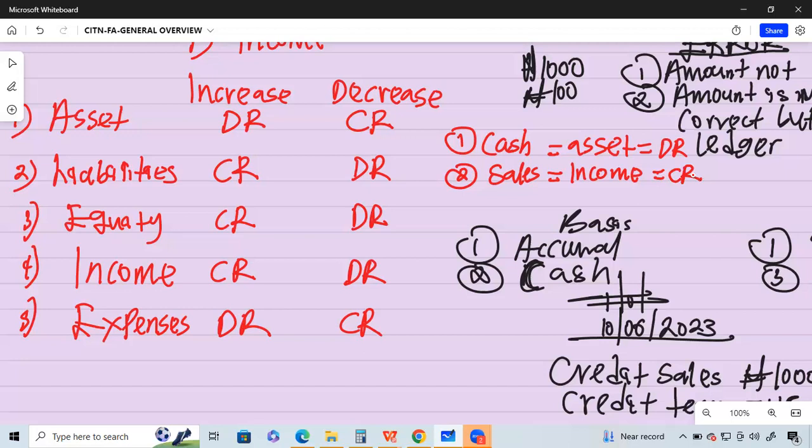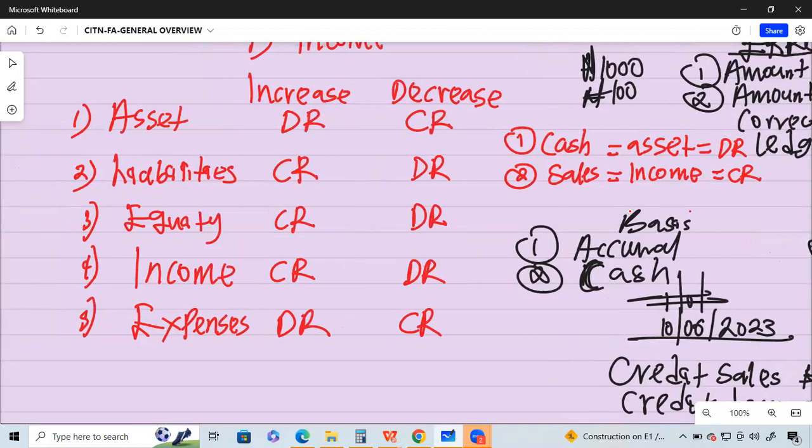And that's how the double entry system works. There's always going to be these two folds. There'll be debit, and there's also going to be what? There's also going to be credit as well. So if your asset is increasing, it is debit. If your income is increasing, it is credit. So please don't forget this. It's very, very important.